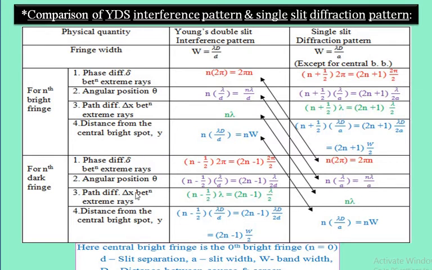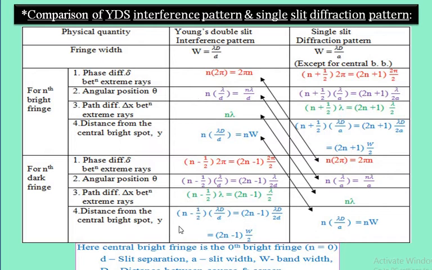The path difference delta x between the extreme rays for the interference pattern is given by n minus 1 half into lambda, which is equal to 2n minus 1 into lambda upon 2. And the formula for the path difference in case of a diffraction pattern is n into lambda. And the distance from the central bright spot, that is y.